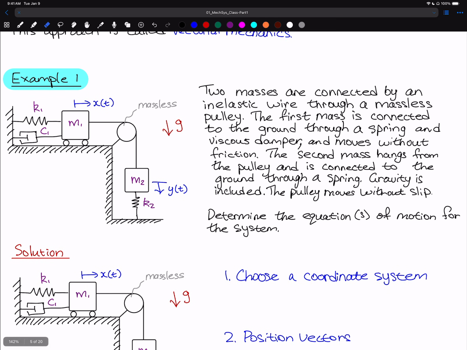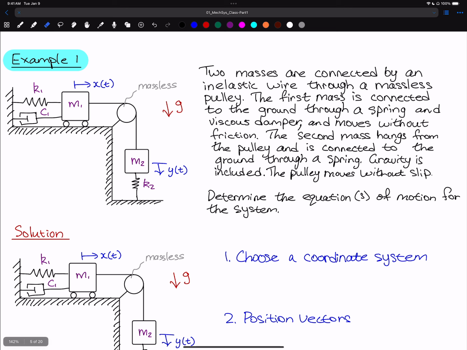Okay, we're going to stop the video here, and in the next one we're going to go through the first example.